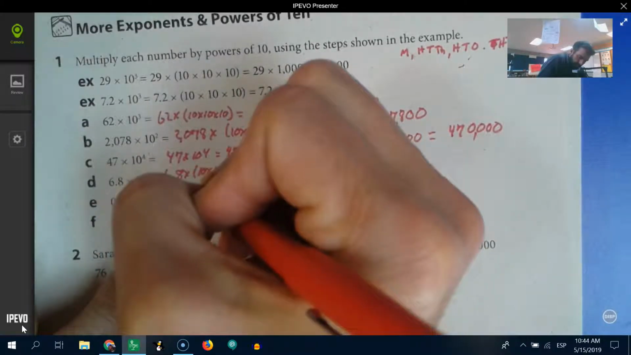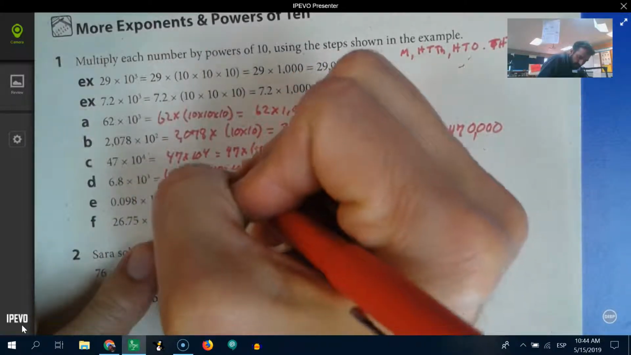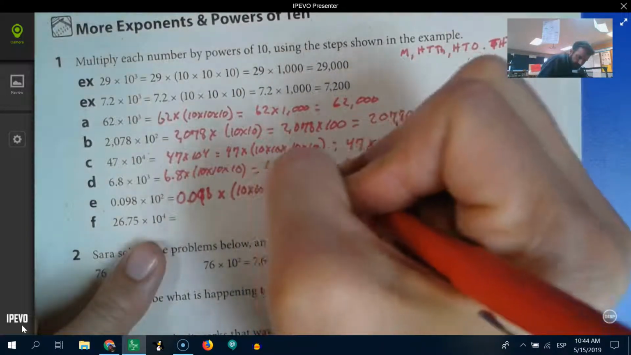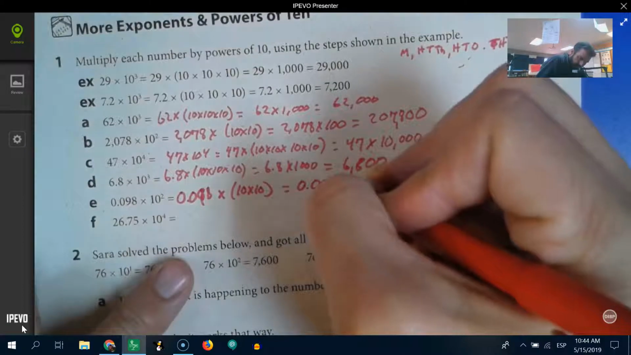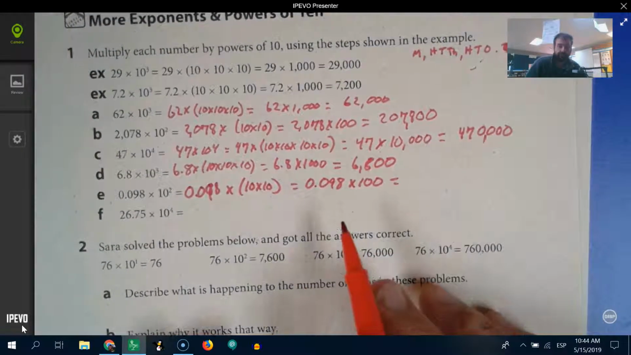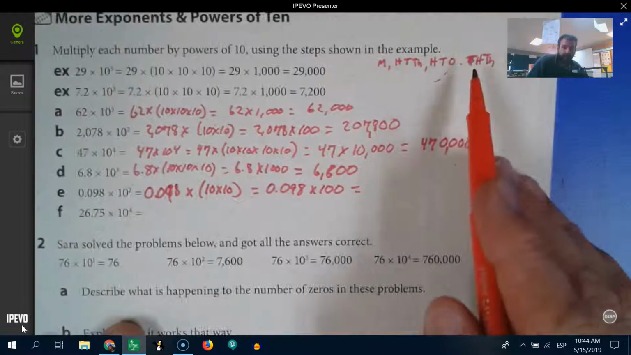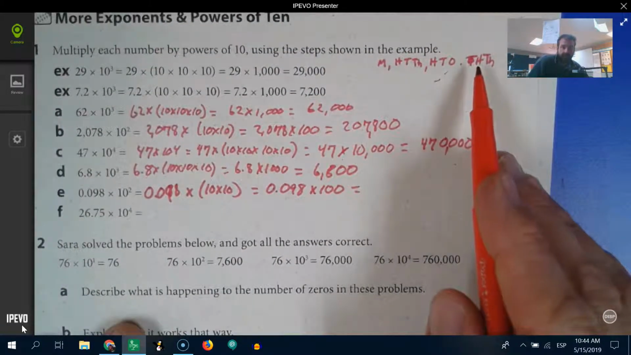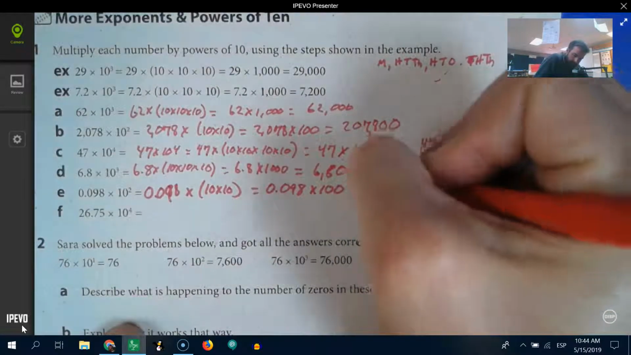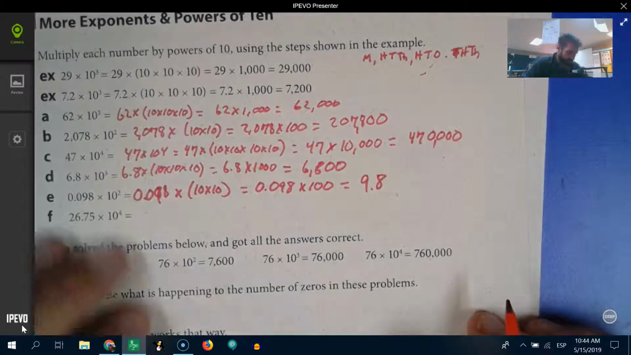So we have 0 and 98 thousandths times 10 squared, which is equal to 98 thousandths times 100. So my digits are shifting to the left. If I'm in the hundredths, which is where my 9 is, and I'm going 1, 2 to the left, that's going to be in the ones. So I have 9 and 8 tenths.